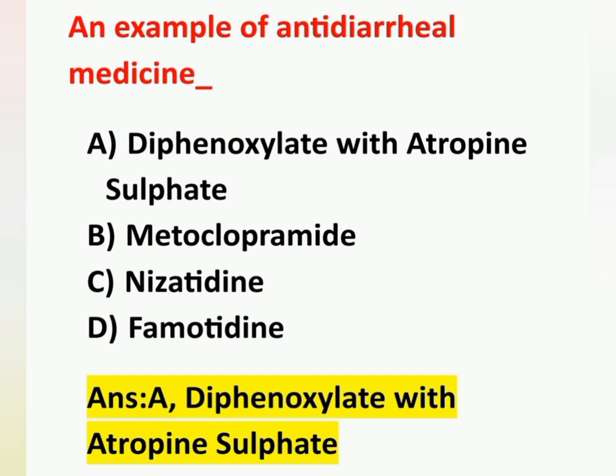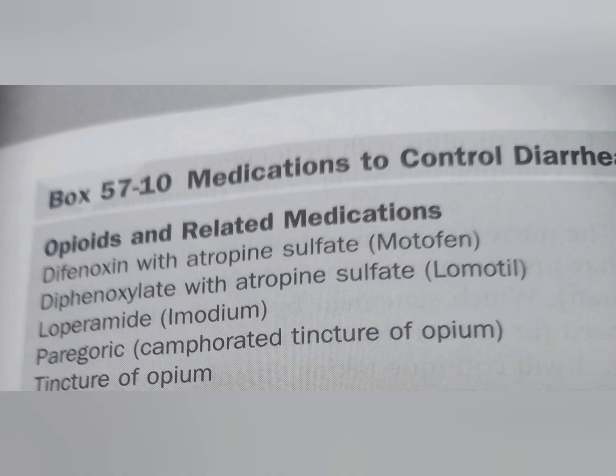That is known as Lomotil. Diphenoxylate with atropine sulfate is also known as Lomotil. It is an antidiarrheal agent. And there are also other antidiarrheal agents. Difenoxin with atropine sulfate is known as Motofen. And loperamide is also known as Imodium. These all are some examples for antidiarrheal agents.